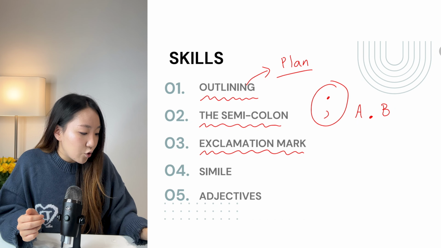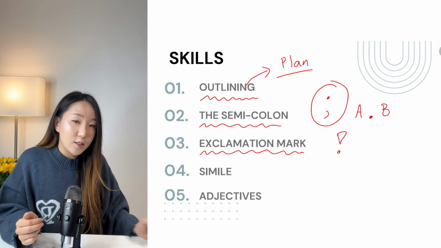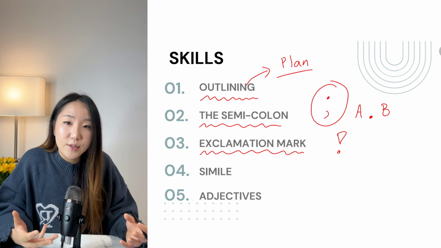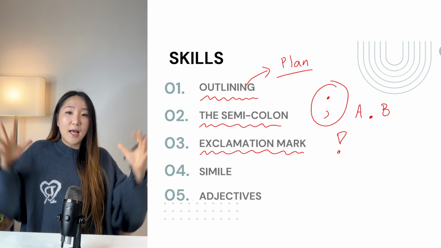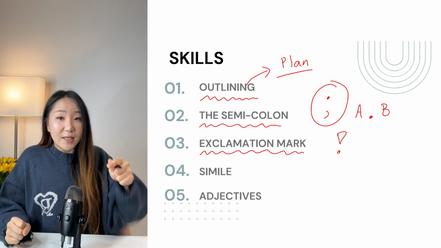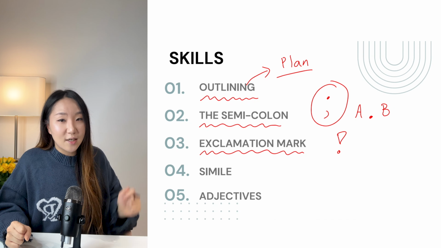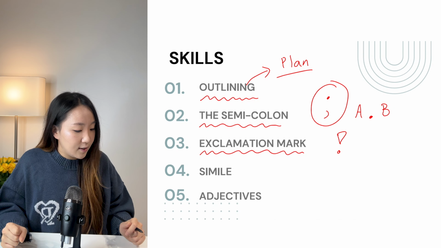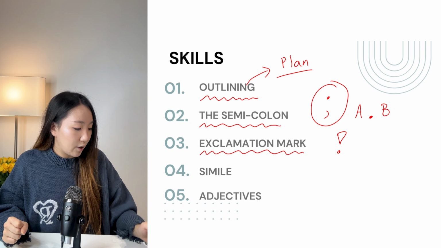Exclamation mark, super easy. I'm sure you know this. It's this one here. Why do we use an exclamation mark? We are surprised. Maybe we want to say, this is really important. Then an exclamation mark is what you use. Next, this is probably new, okay?